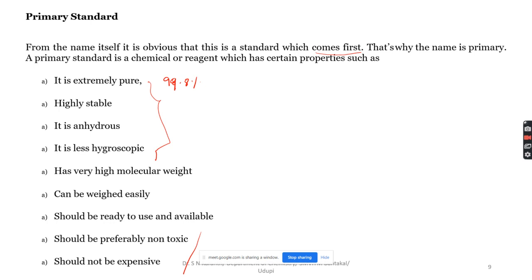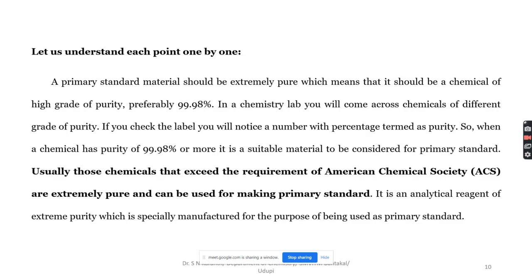The salt should be extremely pure, highly stable, anhydrous in nature, less hygroscopic, of very high molecular weight, can be weighed easily, should be ready to use and available, should preferably be non-toxic, and should not be expensive. Here, I'll take them one by one.